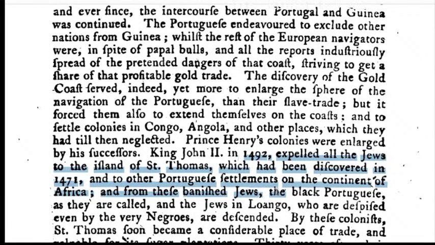1492 expelled the Jews to the island of St. Thomas, which had been discovered in 1491, and to other Portuguese settlements on the continent of Africa. And from these banished Jews, the black Portuguese, as they are called, and the Jews in Loango, who are despised even by the very Negroes from whom they are descended. Right? So, now, we prove that. We see that this slave trade had the black Jews on them, sent everywhere. That's the proof. This is history. The critical review, the annals of literature.